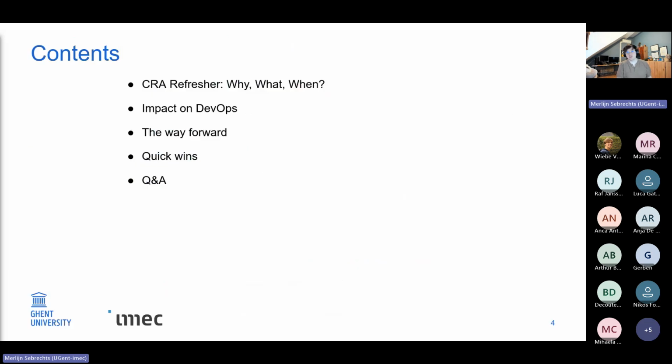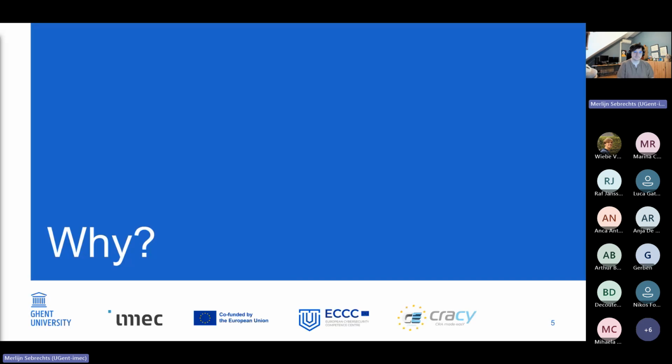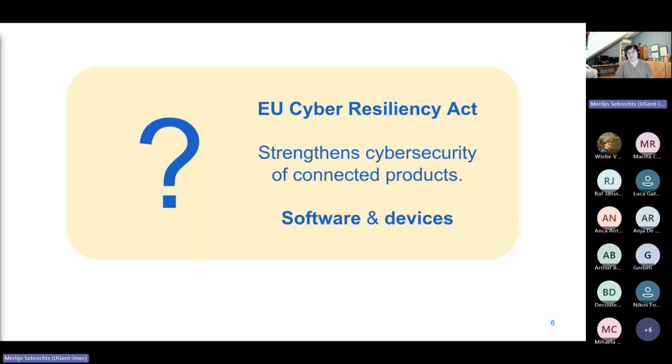So today I'll start with giving a quick refresher of what the CRA is specifically, because I'm assuming that for a lot of people, this is still a little bit of a gray field. Then I'll talk about the impact of the CRA requirements to DevOps, what the way forward is for companies that need to comply with the CRA, a few quick wins, and if we still have time, then we can do a short Q&A. So the first question is, why does the EU CRA exist?